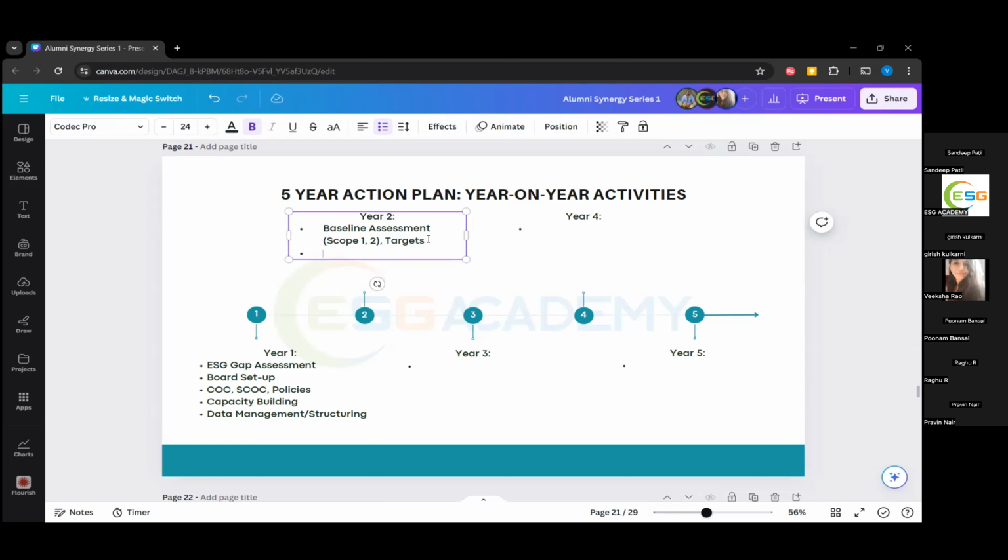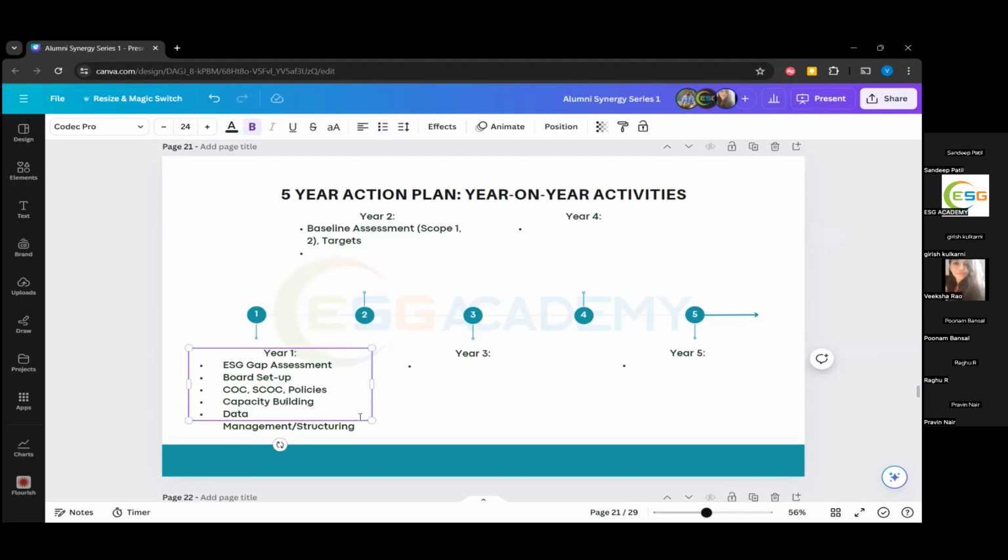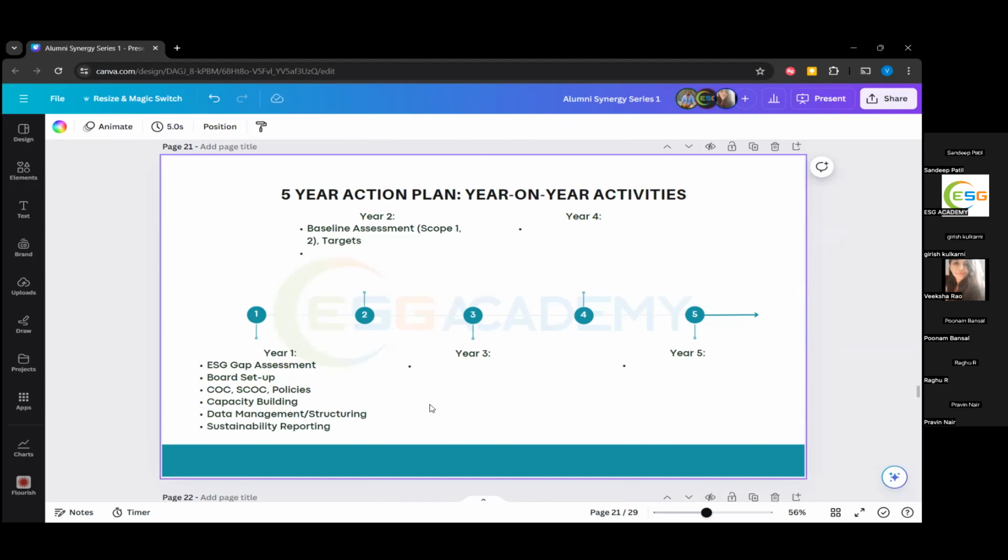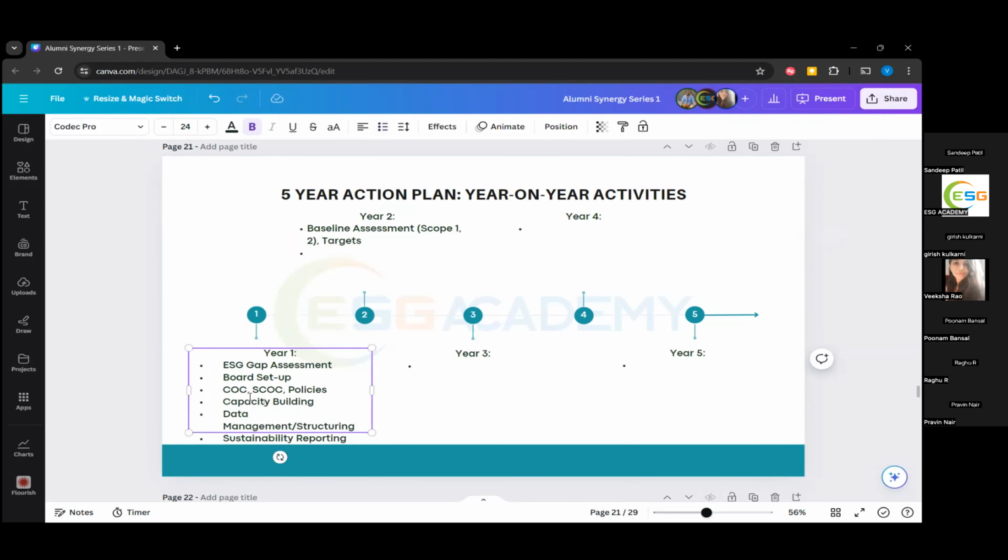Yes, sure. So probably in the first year, once the data management structuring is done, ultimately the output of every year shall be the sustainability reporting, the actual disclosure of the data. So the last part is sustainability disclosure. And if you are really making it ethical, then a third party audit, which we call external assurance.